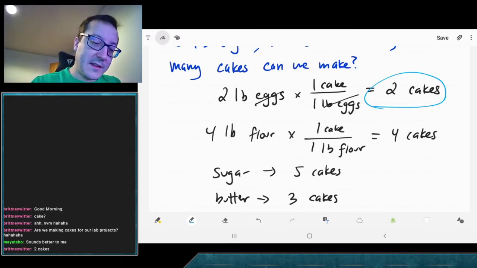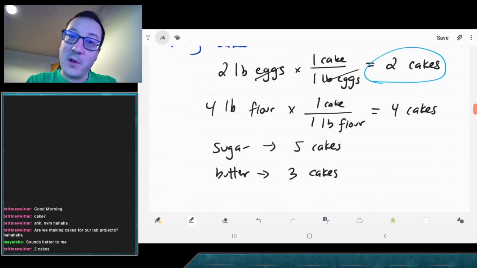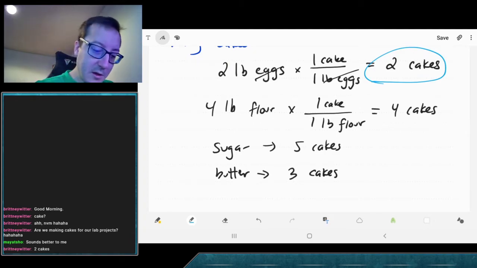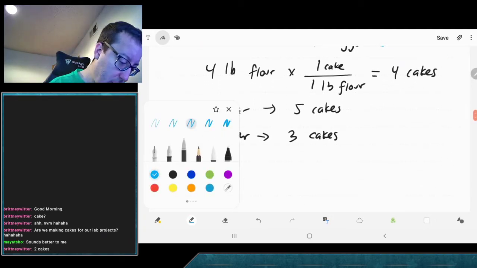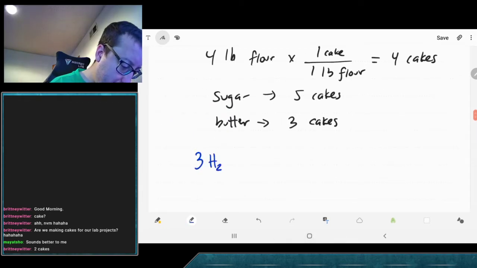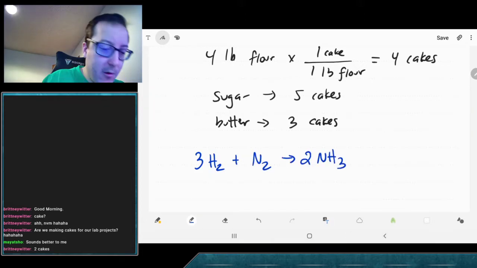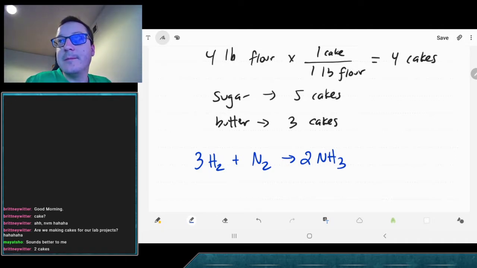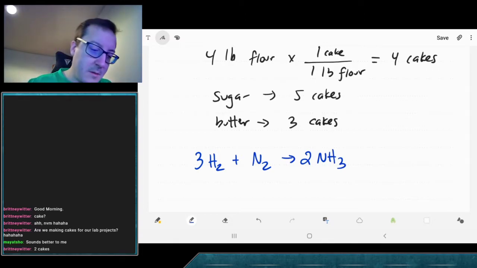So we'll see this situation a bit later when we have multiple different amounts of reactants. So let's go ahead and see what this looks like in terms of an actual chemical equation. One of my favorites to use for this. Here's a chemical reaction for us. Very important process. This is the reaction that produces most of the world's fertilizer. Very important reaction to have here.